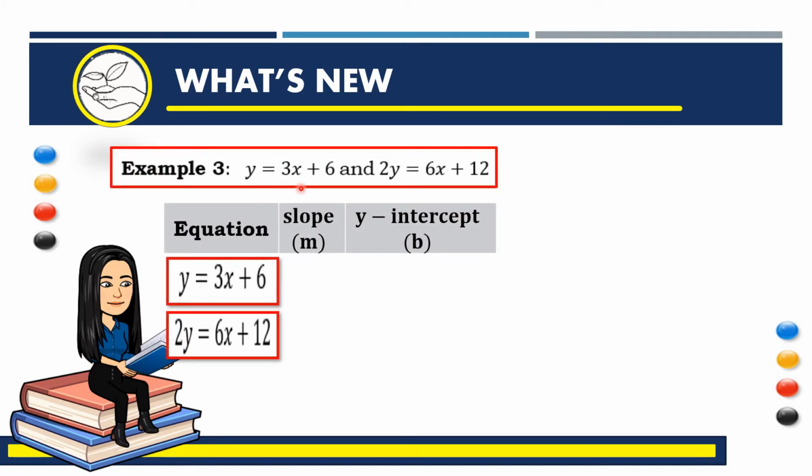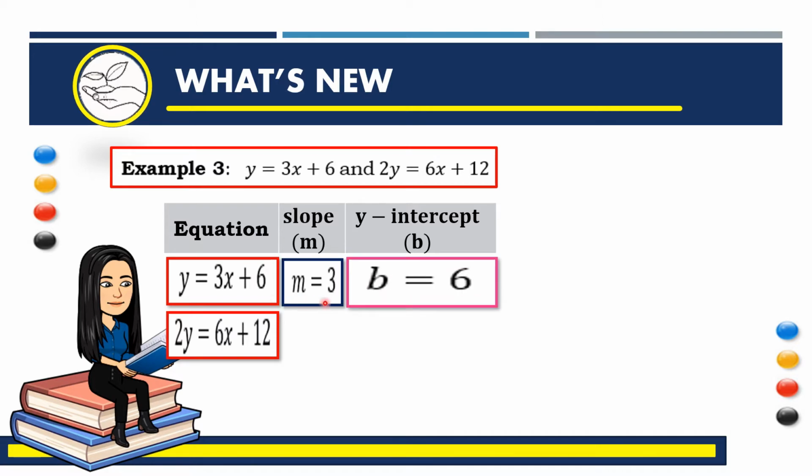Y is equal to 3x plus 6 and 2y is equal to 6x plus 12. So we have the first equation, y is equal to 3x plus 6. What are the slope and the y-intercept? Yes, the slope is equal to 3 and the y-intercept is equal to 6. So how about the equation 2y is equal to 6x plus 12? What could be the slope and the y-intercept?